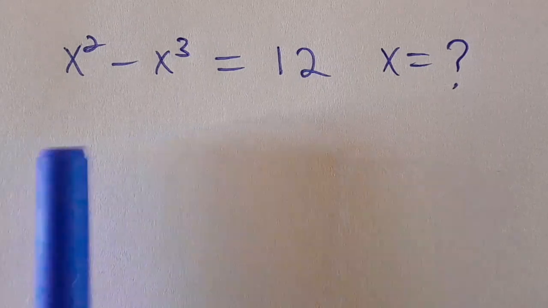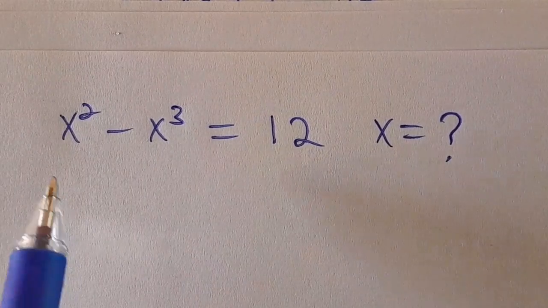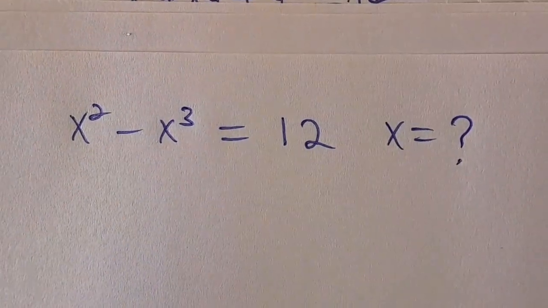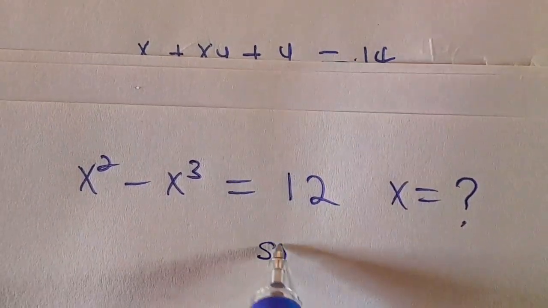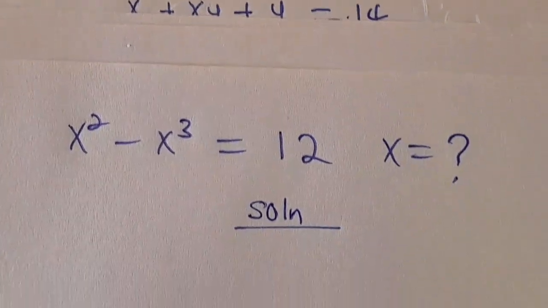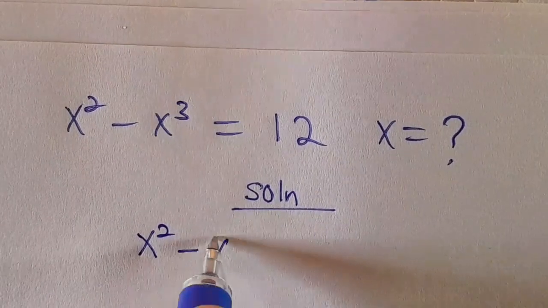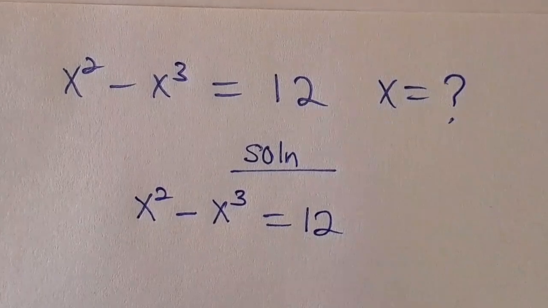Hello, welcome once again. Today we want to find the value of x, given that we have x squared minus x cubed equals 12. So guys, let's get to the solution. Now we have x squared minus x cubed equals 12.